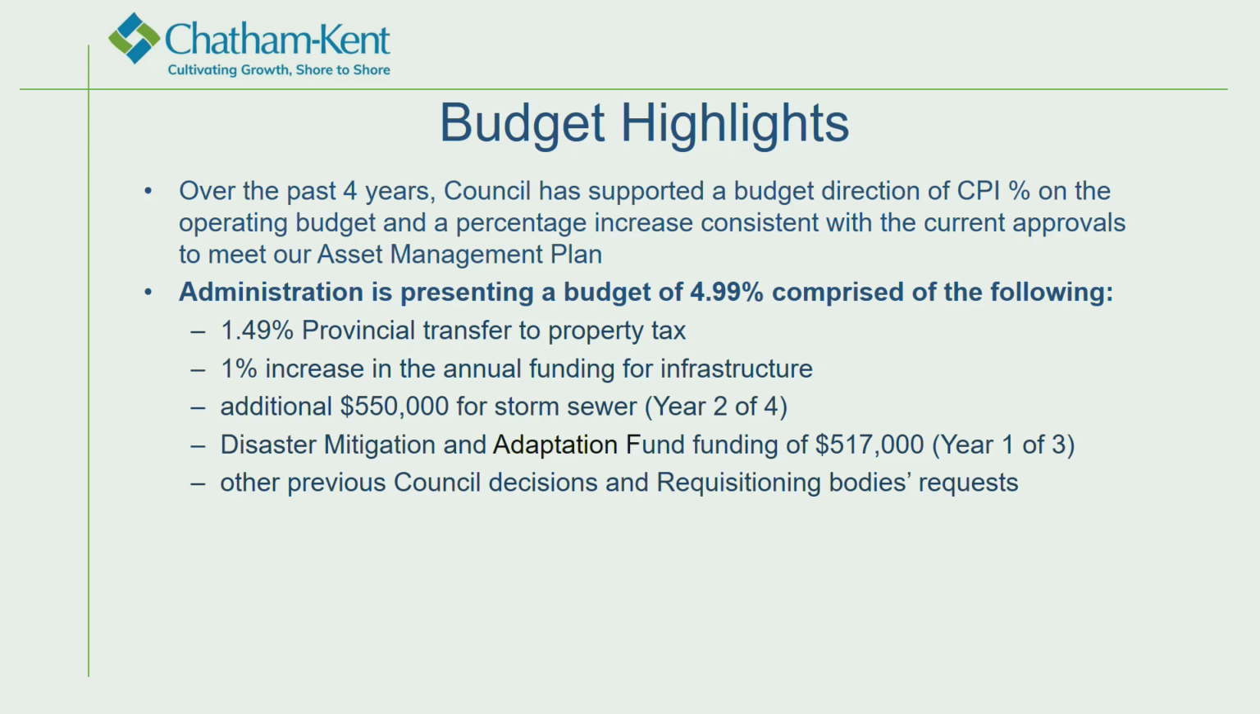We also made a commitment to address some of our flooding issues. We received senior government funding of a $40 million total, of which 60% was our responsibility, and the recommendation is to add $517,000 to this year's base budget to try and account for a portion of that funding that we're obligated to provide to match the $16.5 million we received from the federal government.